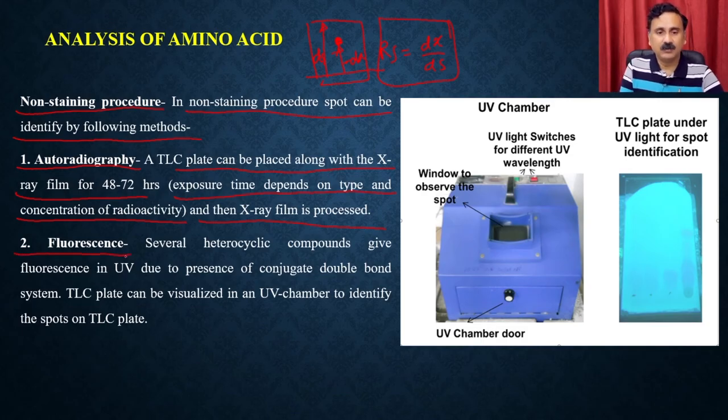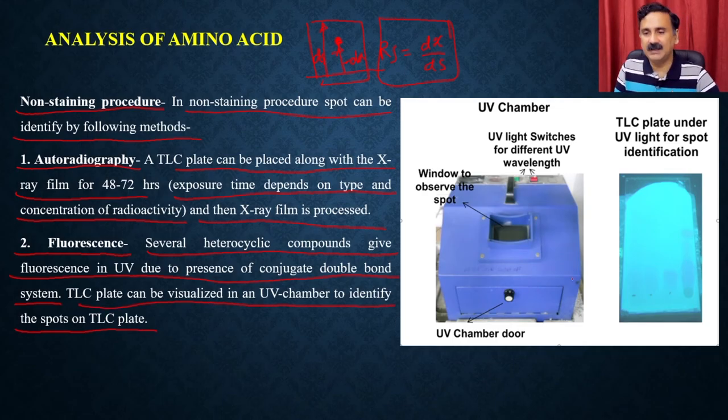The second is fluorescence. Several heterocyclic compounds give fluorescence in UV due to the presence of a conjugated double bond system. The TLC plate can be visualized in the UV chamber to identify the spot. What you see here is a typical UV chamber where you have the UV bulbs, and this is the chamber, right? This is the lid of that chamber. You can open from here, place the plates under this, and then just turn on the UV lights. You can use two different types of UV lights as per the wavelength.